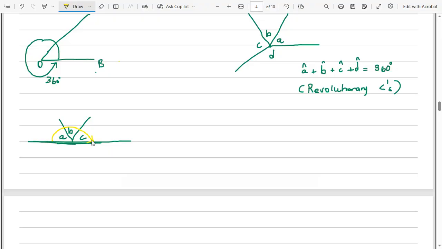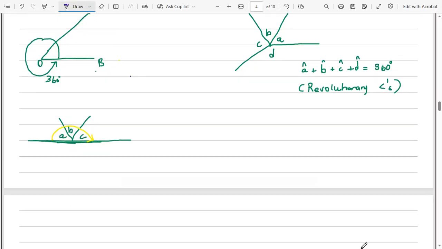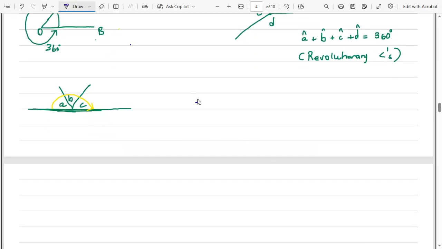they should give us 180 degrees. Yeah. So angle A plus angle B plus angle C, they should give us 180. Reason: angles on a straight line. Right.